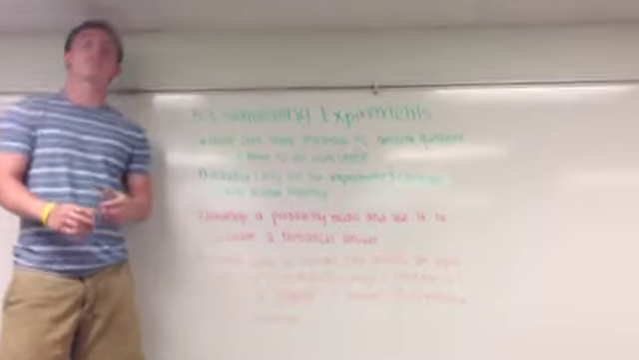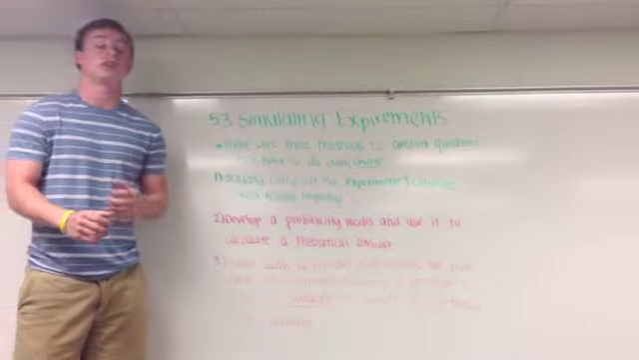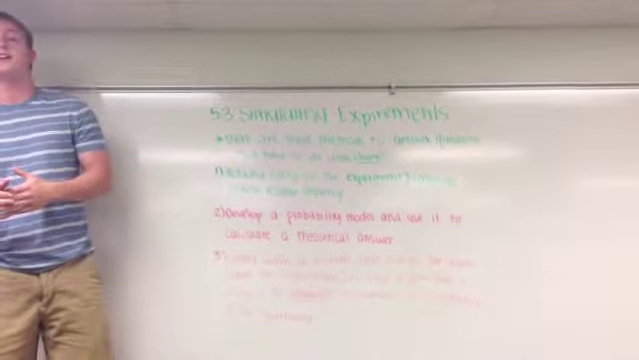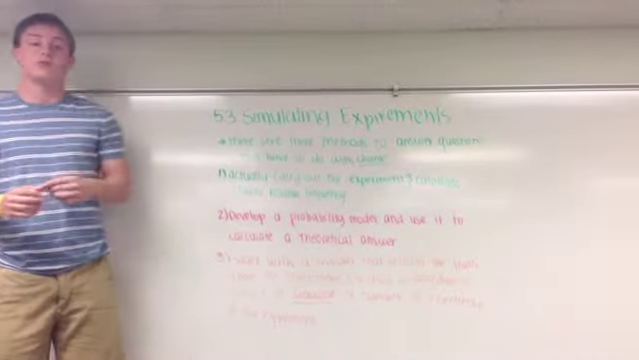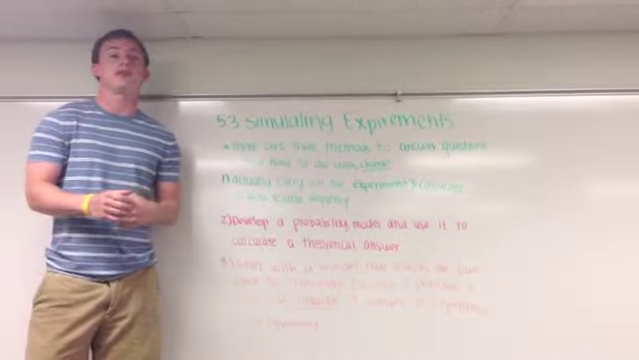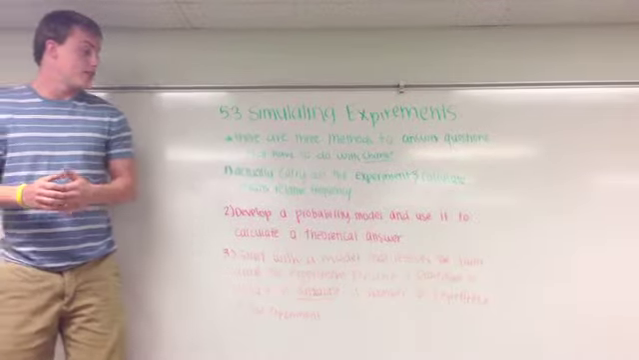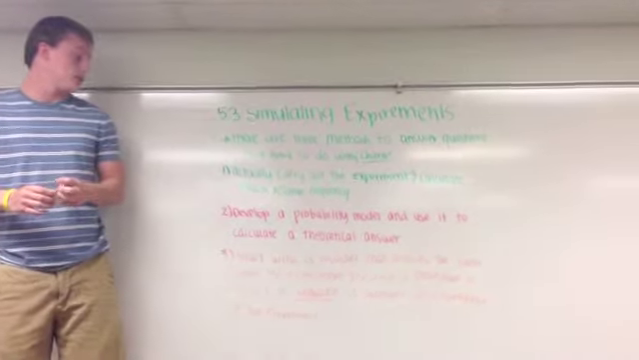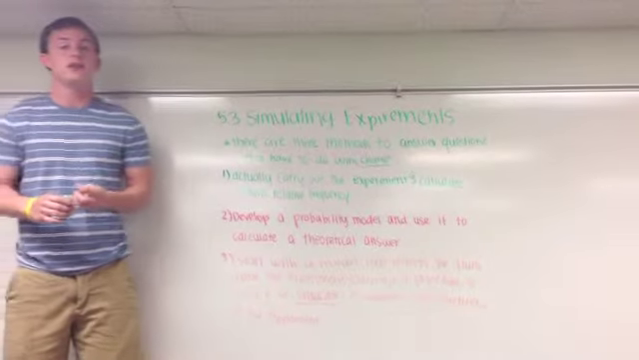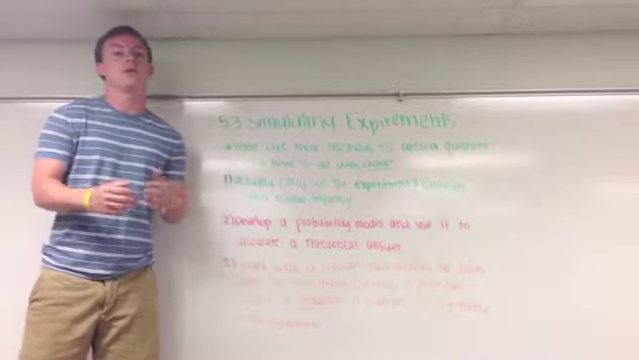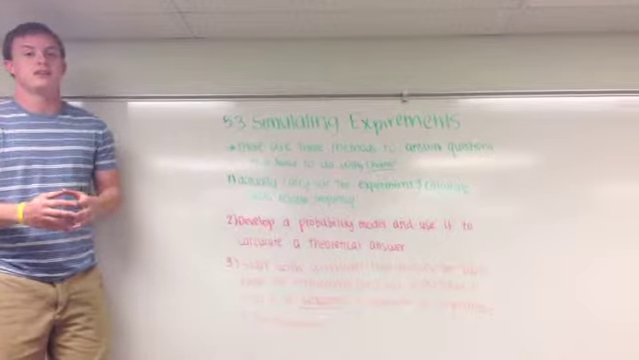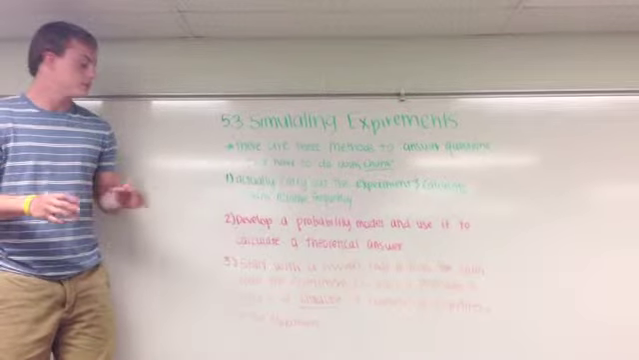Alright, so there are three methods to answer questions that deal with chance. The first is to actually carry out an experiment and calculate results of relative frequency. This is often impractical and time-consuming, so we don't do that often. The second way is to develop a probability model and use it to calculate a theoretical answer, but you have to know something about probability, and it's often unfeasible.